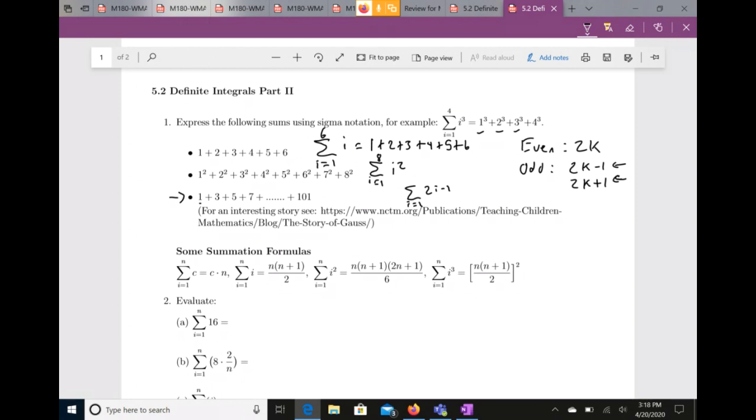All right. What do I need to plug into it to get the last term? Good, so 51. If I plug 51 into the expression 2i minus 1, I get 102 minus 1, which is 101. Another way of writing this is I could use 2i plus 1. Then I could start at 0 and go up to 50. If you plug 0 in, you get 2 times 0 plus 1, which is just 1. Or if you plug 50 in, you get 100 plus 1, so the 101 term.